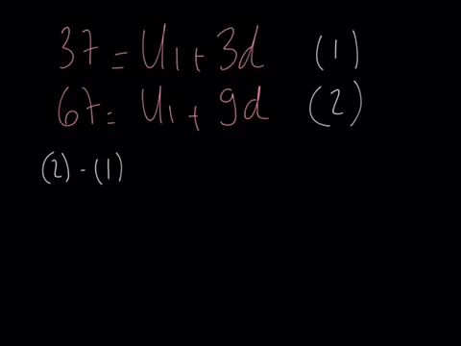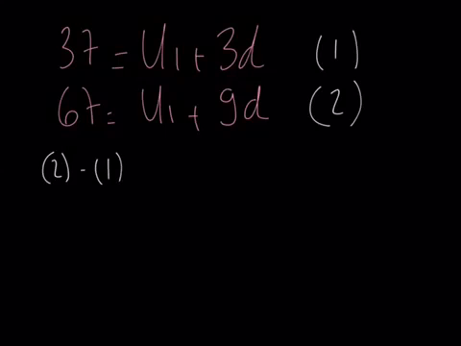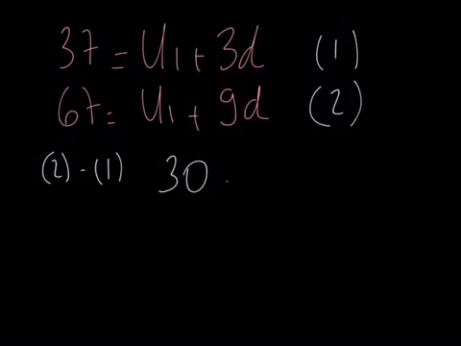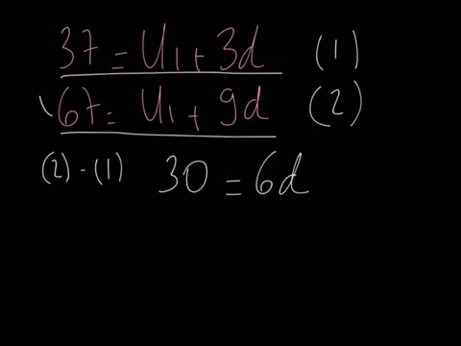Also, by doing 2 minus 1, I get 67 minus 37. So that's 30. Is equal to U1 minus U1. U1 disappears. 9d minus 3d is 6d. Okay? So just to summarize what I did here, I did second equation minus first equation. So I did 67 minus 37. That's 30. I did U1 minus U1, that's 0. I did 9d minus 3d, and that's 6d.